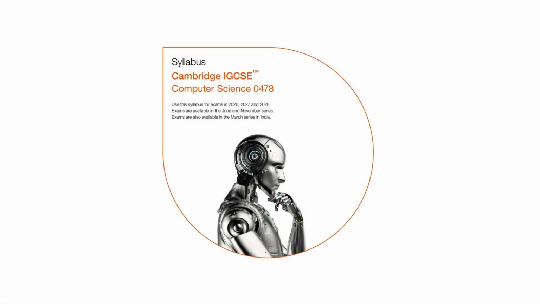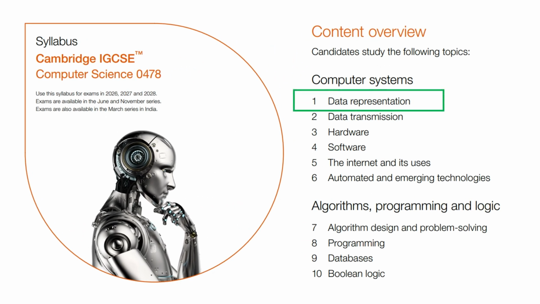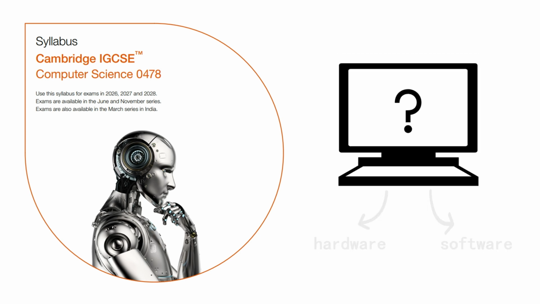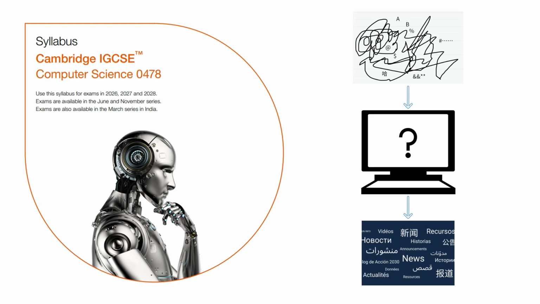You've chosen to study IGCSE Computer Science. But here's the question. Why does it start with a chapter called Data Representation? When we hear the name computer science, we might expect to start with things like hardware, software, or programming. But computers exist for one main reason: to process information.